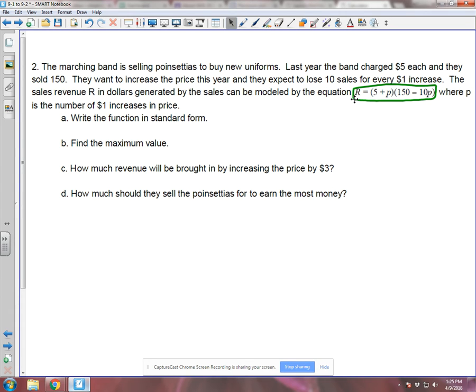Okay, it says find the maximum value. So what are you going to do with this? Type it into Desmos and find the vertex. So I am going to need somebody to read that off to me here.